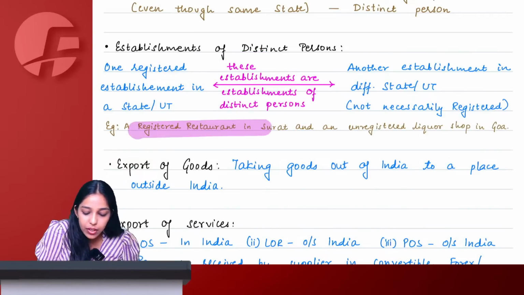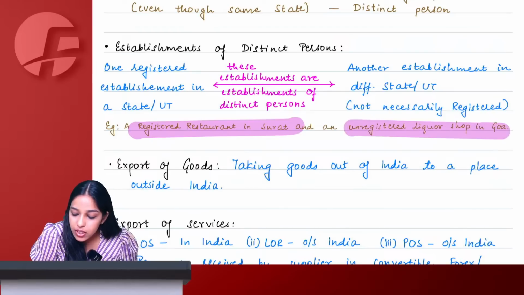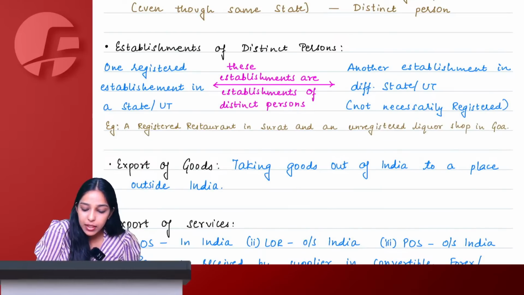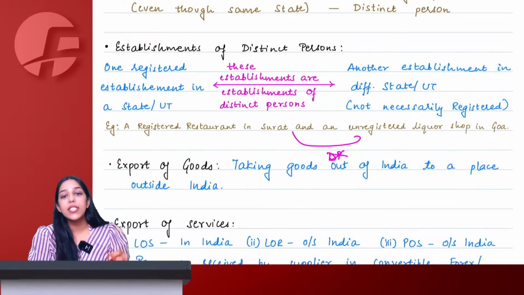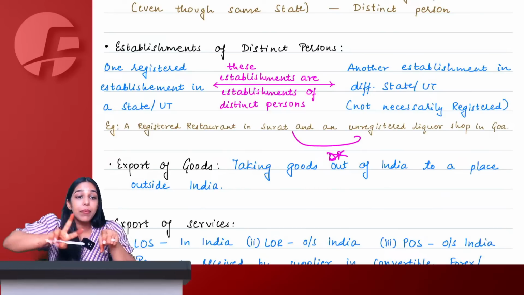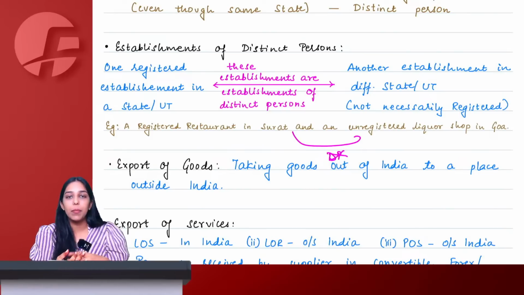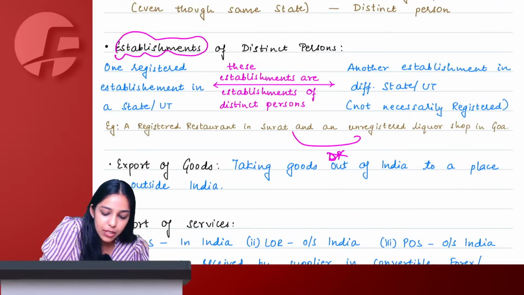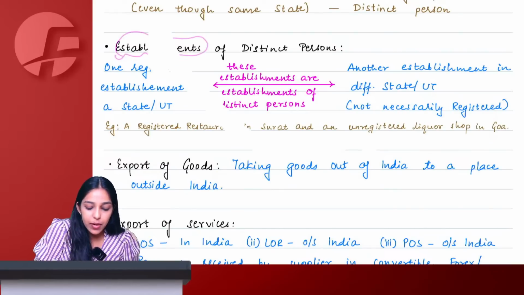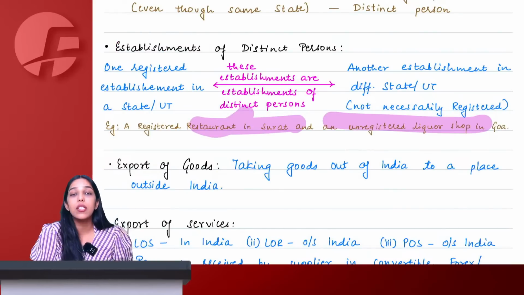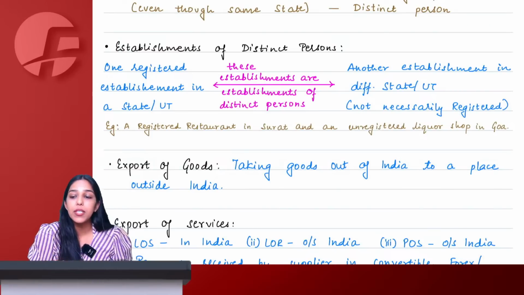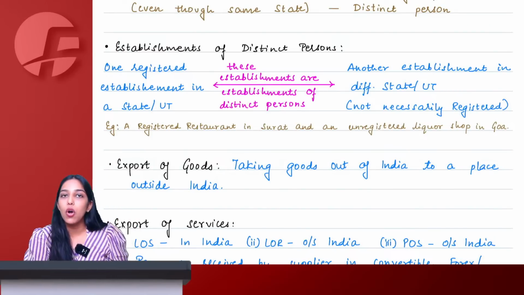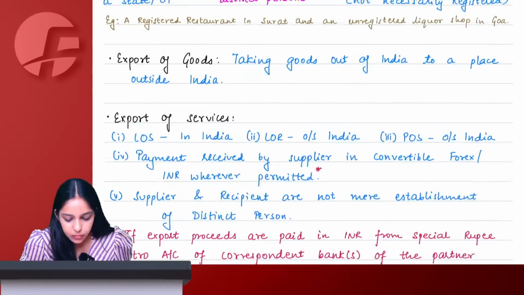So let us say I have one registered restaurant in Surat and an unregistered liquor shop in Goa. They cannot be considered as distinct persons, because for distinct person I need to have the same PAN and separate registrations. PAN is the same here because the restaurant is mine and the liquor shop is also mine, but there are no separate registrations. In two states I just have two establishments, then they become establishments of distinct persons. So a registered restaurant in Surat and an unregistered liquor shop in Goa are not distinct persons, but they are establishments of distinct persons.